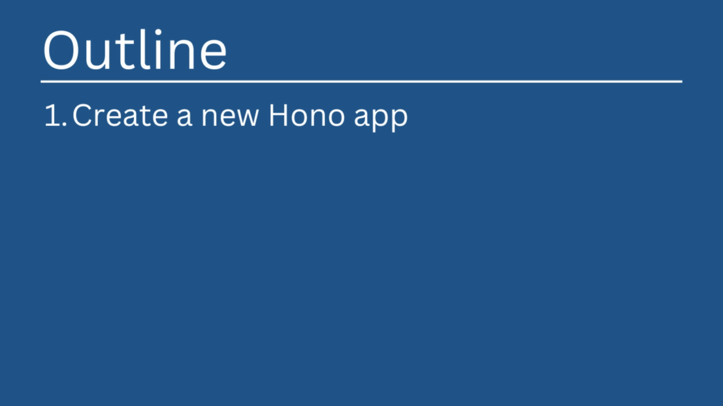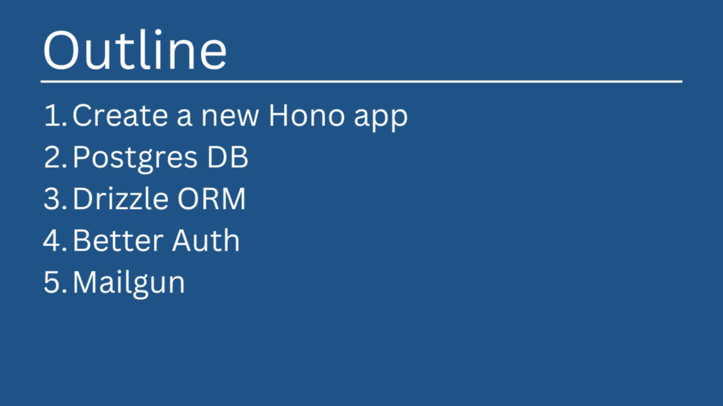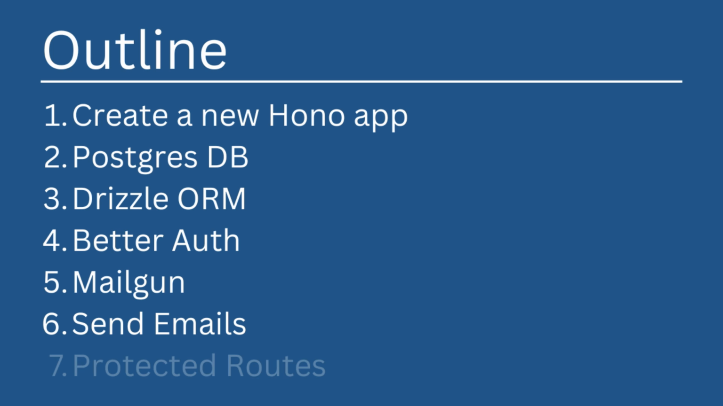Now I'm going to quickly walk you through the outline of this tutorial so you know exactly what to expect. First, we'll set up a new Hono app from scratch. Second, we'll set up a Postgres database using Docker. Third, we'll install and configure Drizzle ORM for database interactions. Fourth, we'll install and configure Better Auth. Fifth, we'll create and set up a Mailgun account for sending auth-based emails. Sixth, we'll set up the logic to send verification emails. And seventh, we'll add protected routes that can only be accessed by authenticated users.